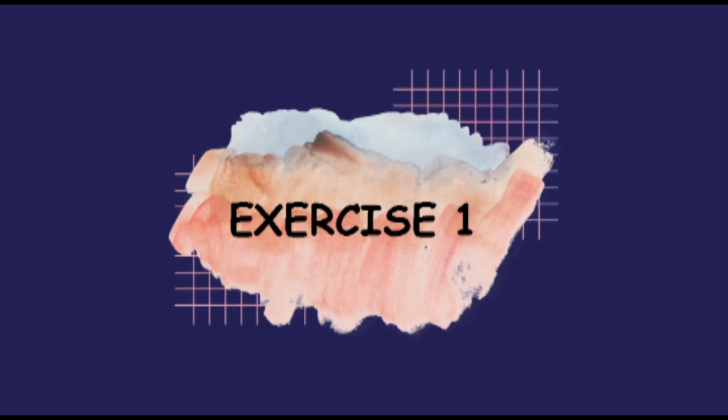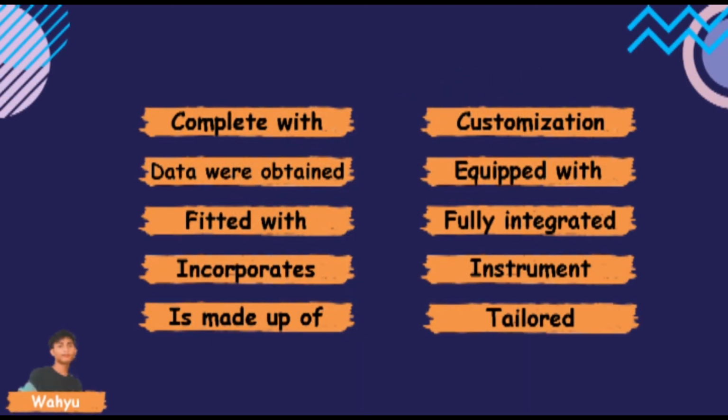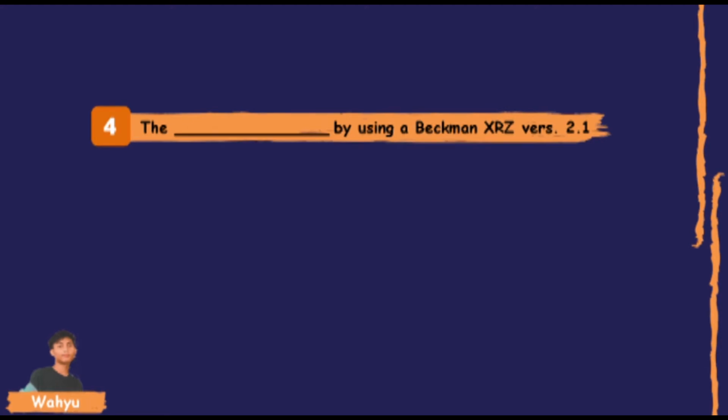Time is yours. Hello everyone, my name is Azhar Hidayat and I will explain the first exercise in Unit 3. The instruction is to insert the words below into the spaces. And these are the words as you can see in the PowerPoint. I will explain 3 numbers from exercise 1. The first one is number 4. The sentence is: the blank by using a Beckman XRZ verse 2.1. And the answer is data were obtained. So the full sentence is: the data were obtained by using a Beckman XRZ verse 2.1.